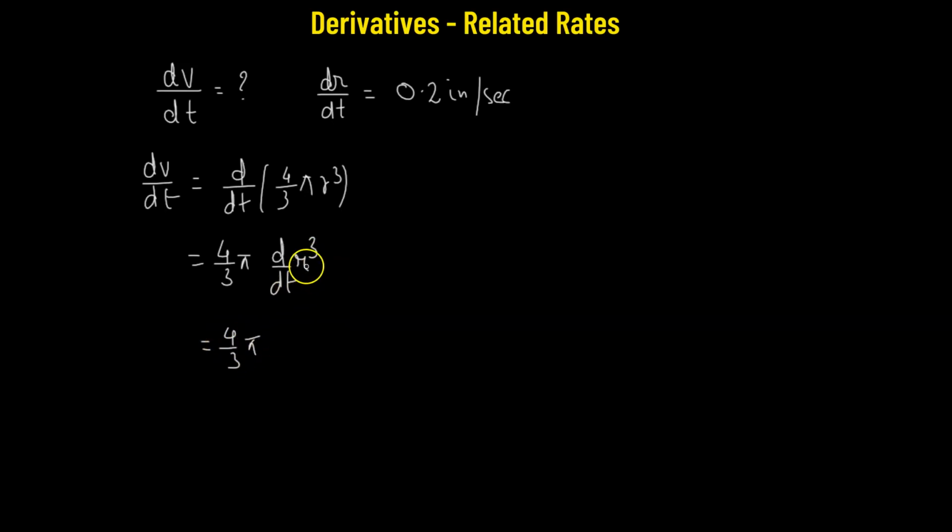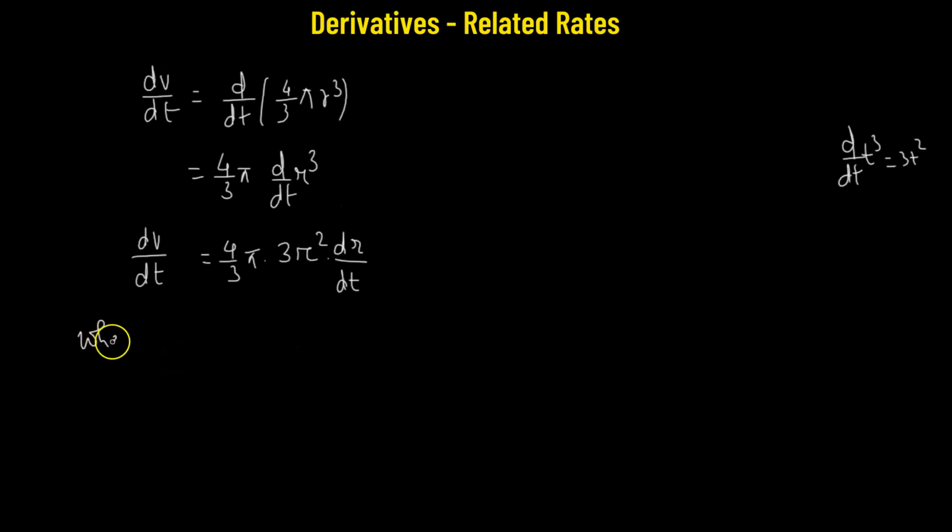If we assume that r is equivalent to t, then we have d/dt of t cubed, which should give us 3t squared. So we will have 3, but instead of t, we will write r squared. Then again, r is not t, so we need to multiply it by the derivative of r with respect to time t. Now, we find out the rate of change of volume.